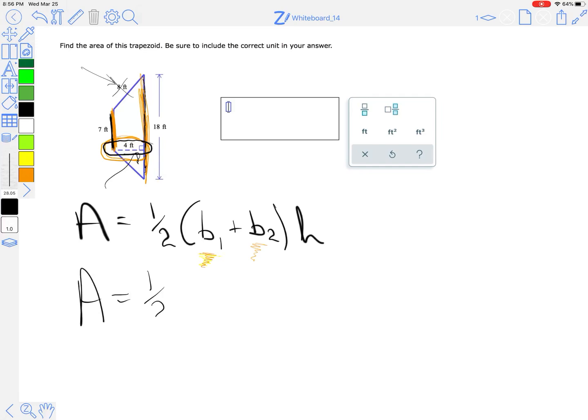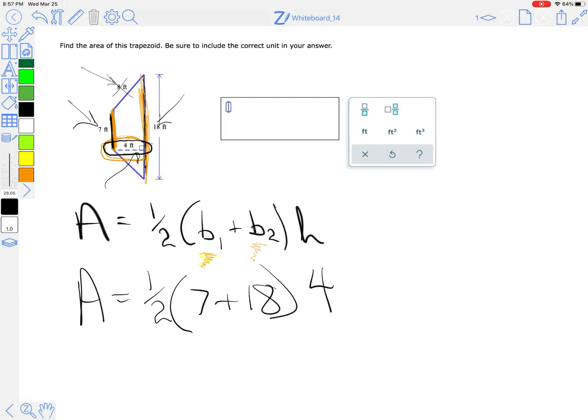So area equals 1/2 B1 plus B2. It doesn't matter when you add numbers. The order doesn't matter. The commutative property of addition, we've talked about that. B1, I'll just say, could be 7 plus B2 could be 18. Got those. Those have to be there. And then the height is, whoops, I don't know why I wrote H. The height is the 4 feet there in the middle that is circled.